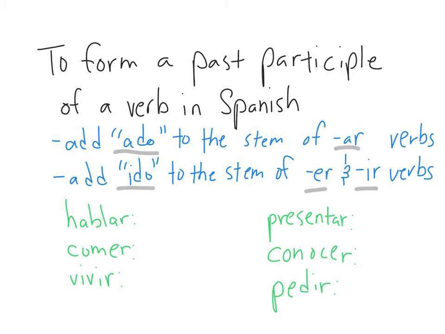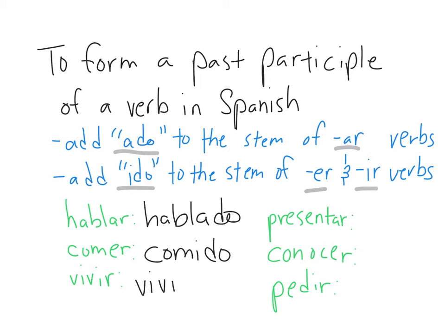Por ejemplo, el verbo hablar, the past participle would be hablado. El verbo comer, the past participle would be comido. Y el verbo vivir, the past participle would be vivido. Now I'd like you to write the past participles of these three verbs in your notes. Presentar, conocer, y pedir. You should have written down presentado, conocido, y pedido.